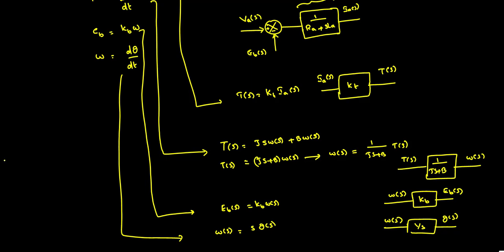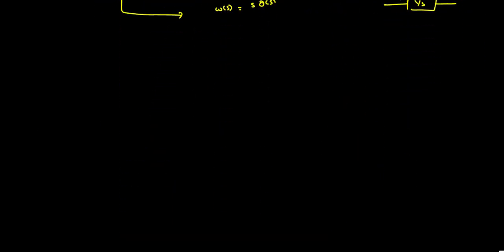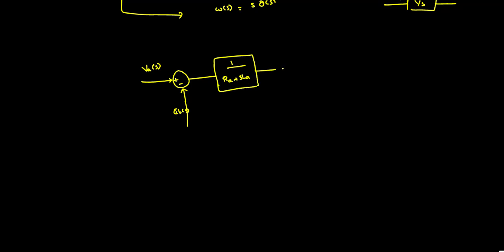So taking all those things into consideration, one by one, if we draw a block diagram, the first thing that we have written is VA of S minus EB of S, which gives rise to 1 by RA plus S LA, that is equal to IA of S. Then this IA of S into KT gives rise to T of S.